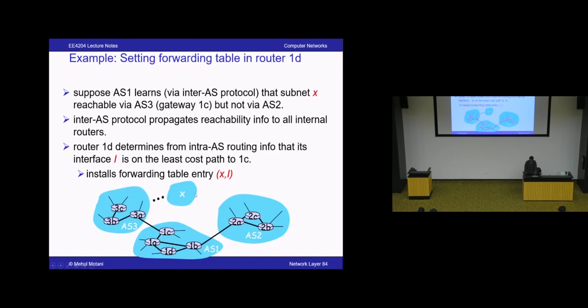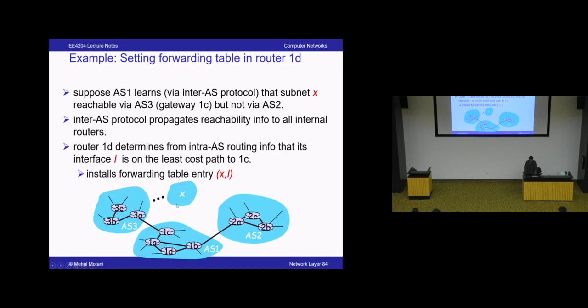Okay, so for example, this is just an example. You have some subnet X, which is reachable through AS3, but not through AS2. Then this node 1D here, which let's say is my source node, wants to route to subnet X. You're going to need to have an entry in the forwarding table that says when X is the destination, then the interface you forward on is the one that 1C is on, because 1C connects to AS3, which connects to subnet X.